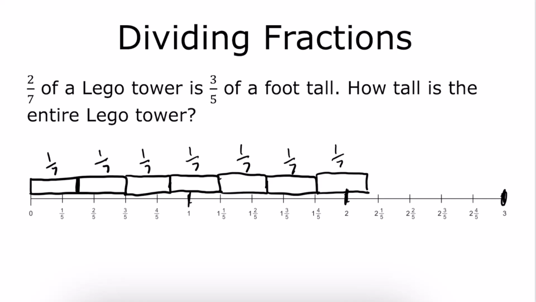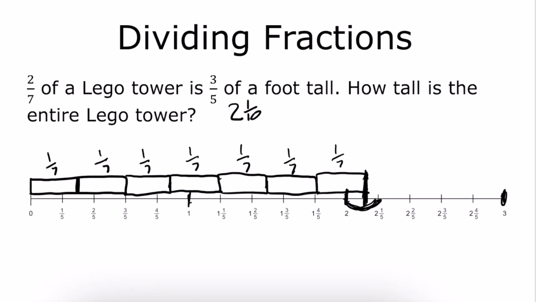So this mark right here marks how tall the entire Lego tower is because I found out how tall 2/7 was, and then I split it down into 1/7 and extended this until I had 7/7. So I know that the height of the entire Lego tower is 2 feet and a little bit more. So what I need to do is figure out, well, what's half of this distance? So this is a fifth, and half of a fifth is going to be a tenth. And so this is going to be 2 and a tenth.